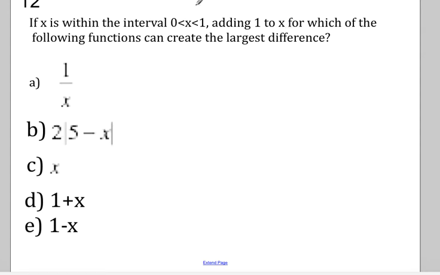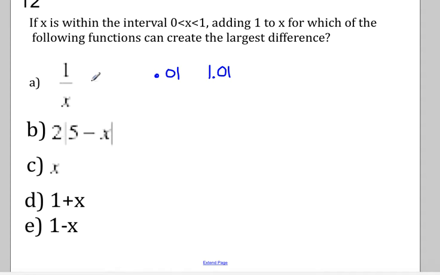Well, if you have an interval like this, start with one of the lowest possible numbers or one of the highest possible numbers, and then just see what the answers give. So I'm going to try 0.01. And then if I add 1 to x, I would get 1.01. So I want to compare 0.01 and 1.01 in each of these. So 1 divided by 0.01 is going to be 100. And then 1 divided by 1.01 is pretty much going to be 1. So that's a pretty big difference right away. It's like 100 versus 1.